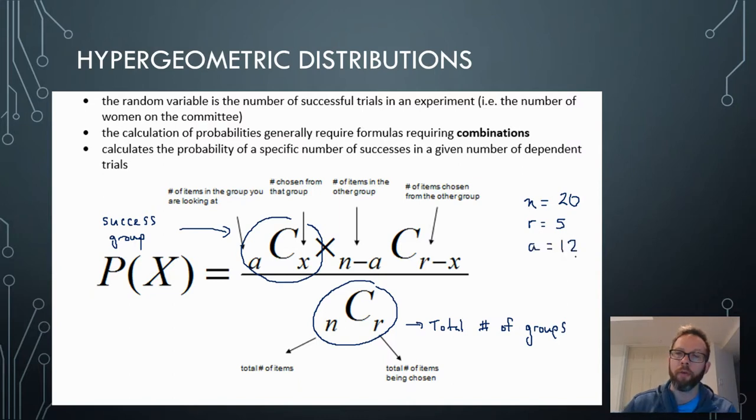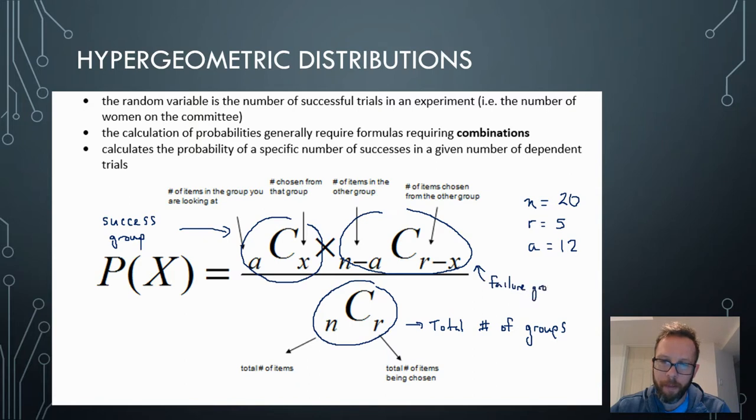So there's a few more parameters going on, but every hypergeometric distribution calculation is just 3 combinations: your success group, your not success group or failure group, and on the bottom, the total number of groups. So it looks like a lot, but it's just 3 combinations. And with these 3 parameters, N, R, and A, our random variable is the number of successes.